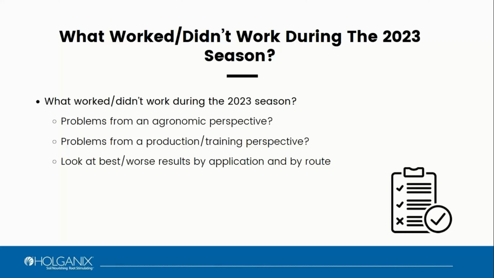Were you overusing product? I revisited the budget. I looked at different things. Hey, was I training the guys? Did we have a system in place to make sure that the machines were calibrated? Were we looking at that so we're not over applying or under applying, which could cause issues with the budget on both sides, whether it's service calls or overusing product, and then potentially damaging turf and plant material. And then look at the best, worst results by application and route, like Rob was saying.